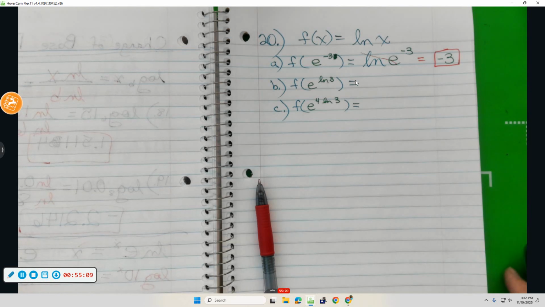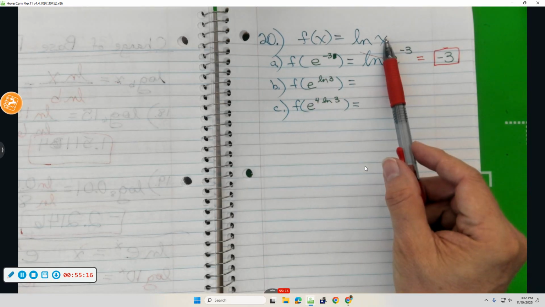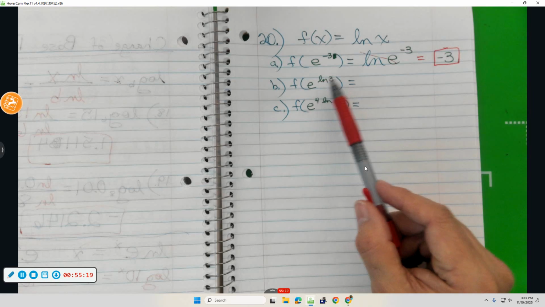Okay. Now, do the next three of them, and then I'll type in the answer. The next one, go to that same function, replace the variable with an e to the ln3.